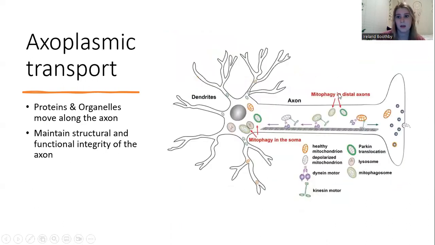Okay. And then for this one, not only do they send impulses on the neuron, but they also have axoplasmic transport. This is just a real simple diagram of it. It's pretty much proteins and organelles that move along the axon. And what's good is it helps the axon maintain its structural and functional integrity. So they help each other out.